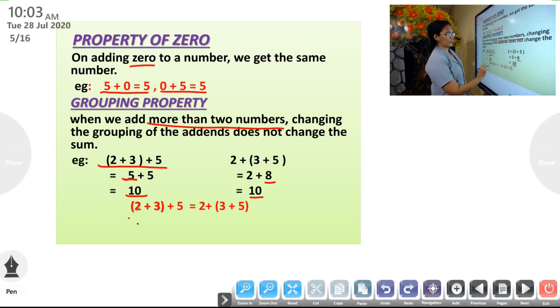So that means 2 plus 3 plus 5 is same as 2 plus 3 plus 5. That means this is grouping property. When we add more than two numbers, you can add in any order. The sum will remain the same. Okay, these are the three properties. Order property, then property of 0, and what? Grouping property. Okay.